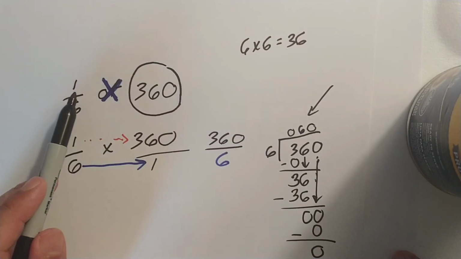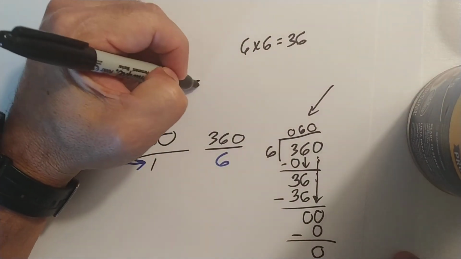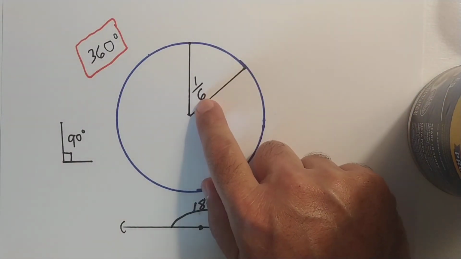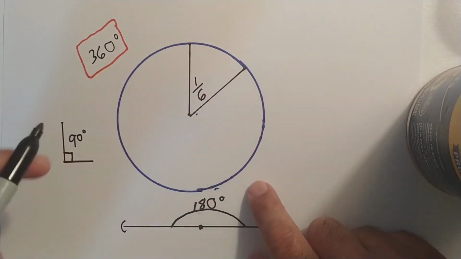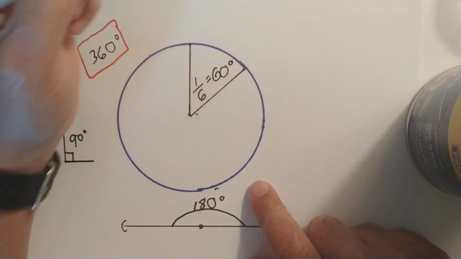So, going back to the problem, 1/6 of 360, well, there it is. I figured it out. That equals 60. What that means is that this 1/6 of the total 360 is going to equal 60. It's actually 60 degrees though.